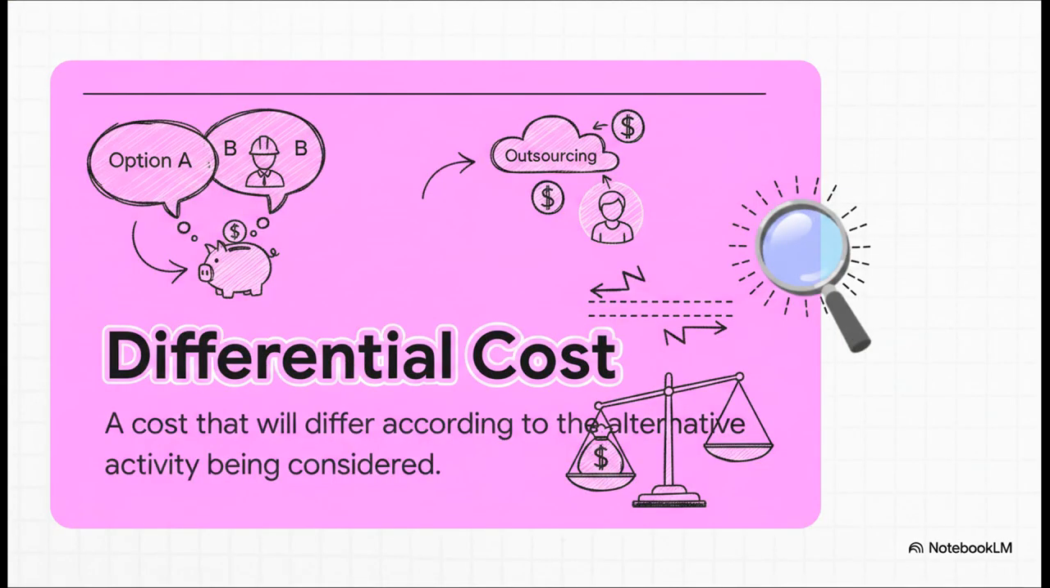But now we get to the real hero of our story, the differential cost. This is a cost that actually differs depending on the alternative you're looking at. So the absolutely crucial point here is this. If a cost changes between option A and option B, like having to pay an outsourcing fee if you hire a third party, but paying zero fee if you do the work in-house, that cost is highly relevant. It is the core of your decision.